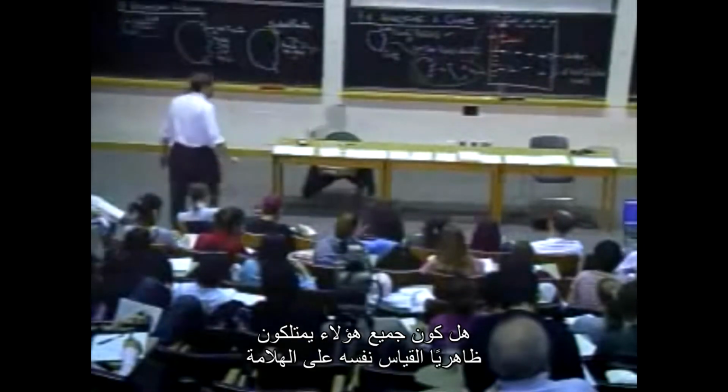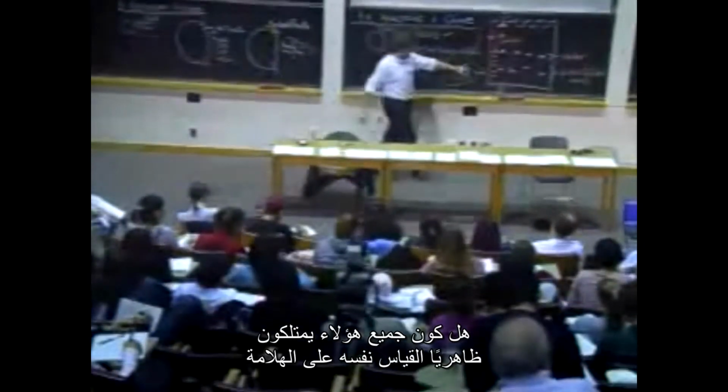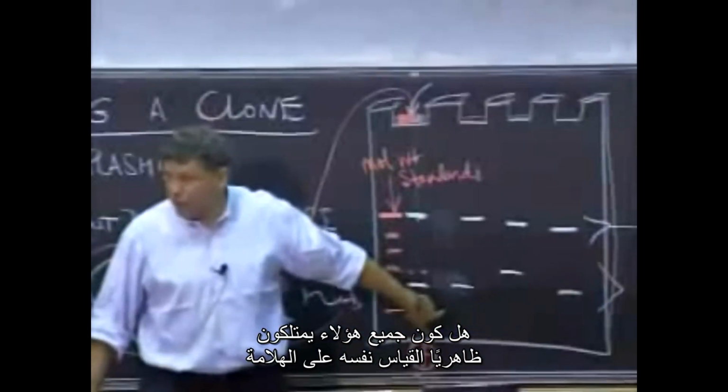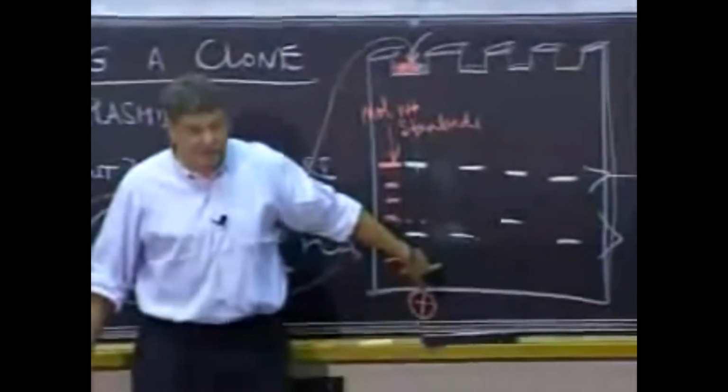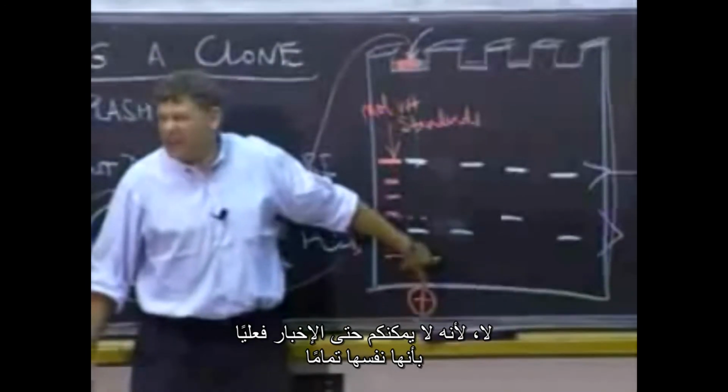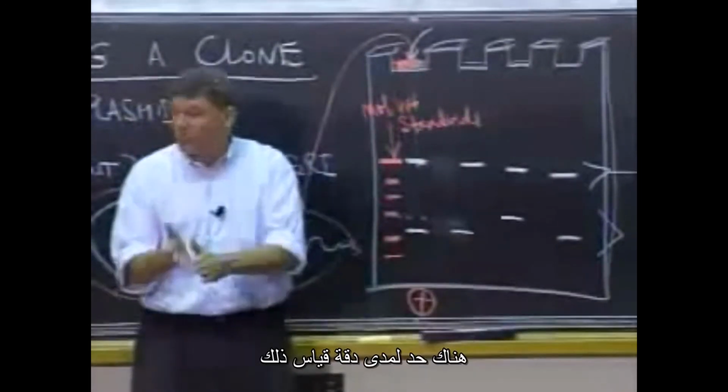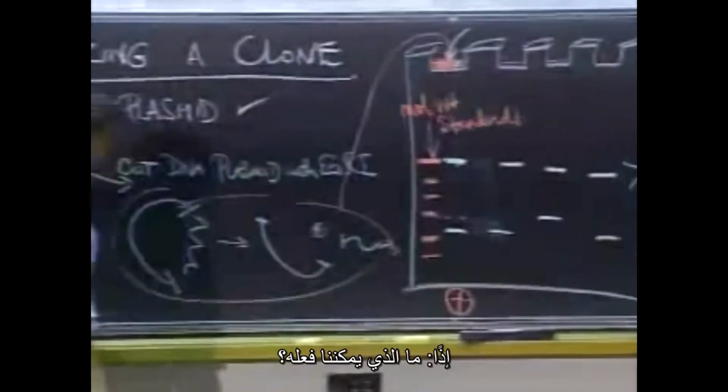Now, does the fact that these guys have apparently the same size on the gel mean that they're the exact same piece of DNA? No, because you can't actually tell it's exactly the same length. There's a limit to how precisely you could measure. So what else could you do?